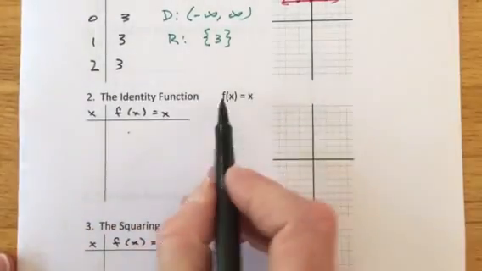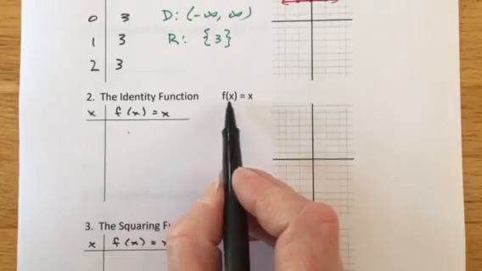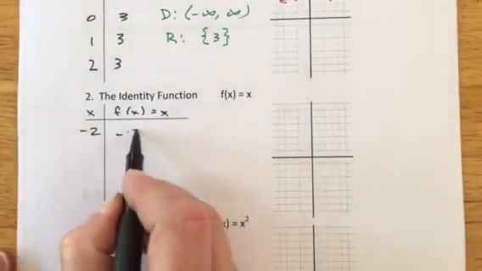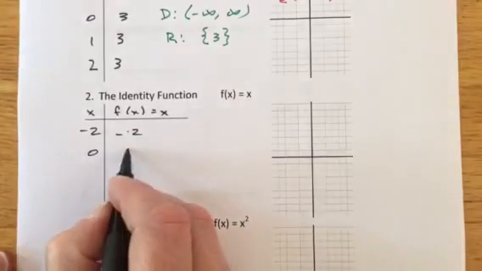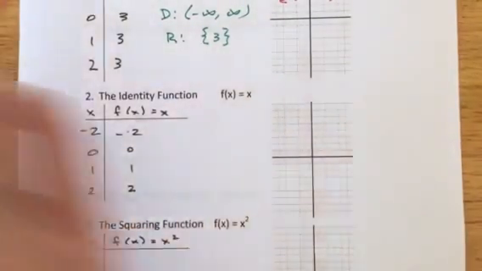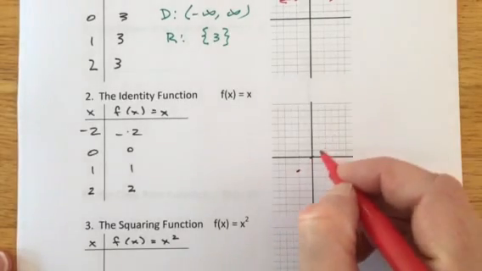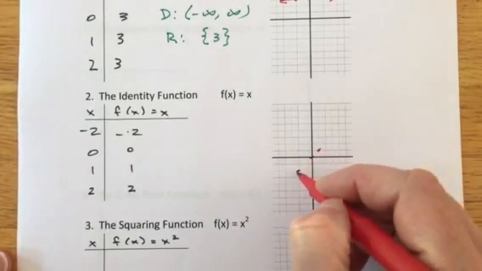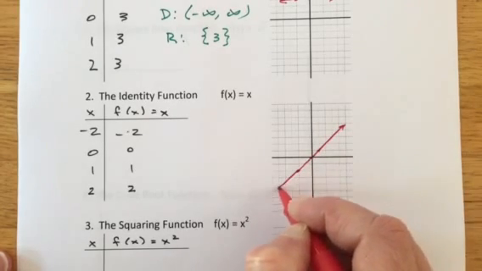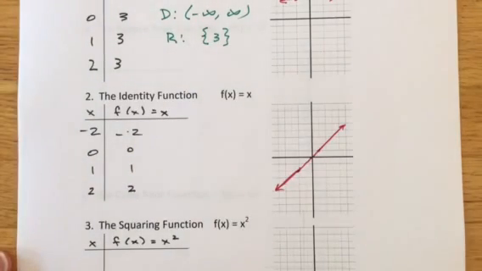The linear, or the identity function, is f of x equal to x. So again, this is a function that takes an input, does nothing to it, and spits out the same number. So if you plug in -2, obviously you'll get -2. Plug in 0, you get 0, and so on. This graphs fairly quickly. You see it to be a line passing through the origin at a 45-degree angle. So that's the graph of the identity function.